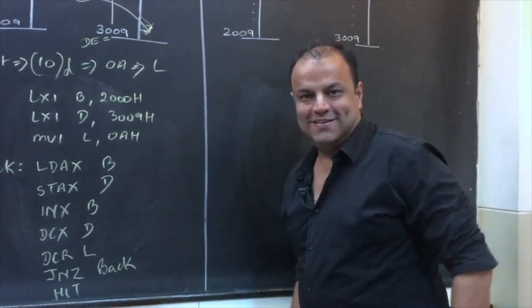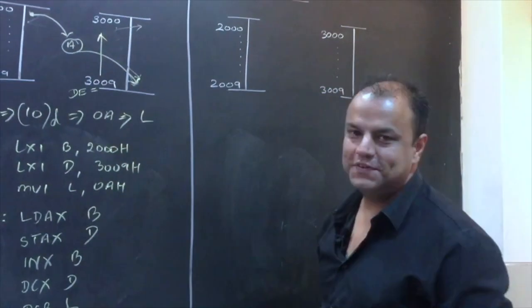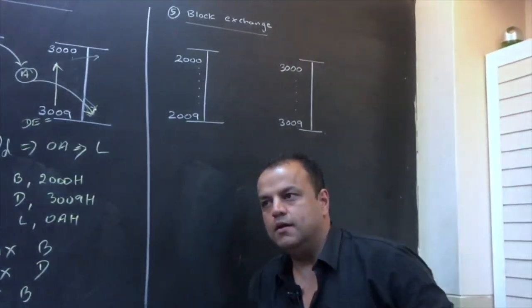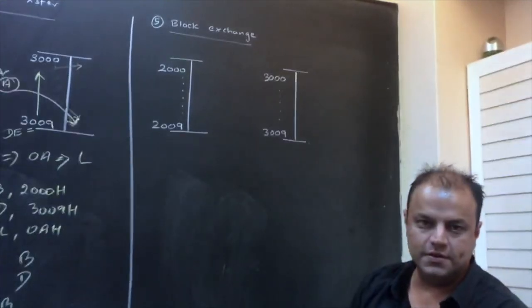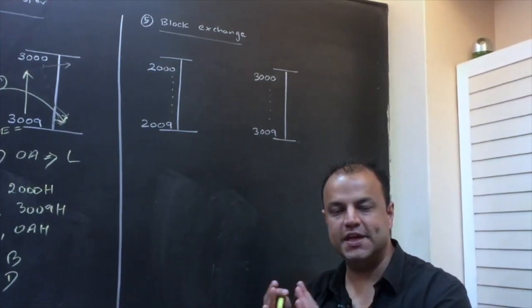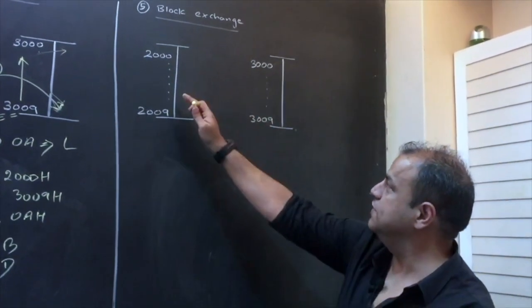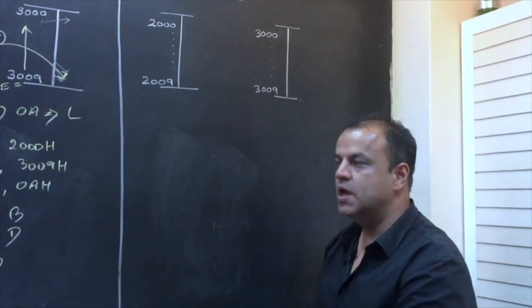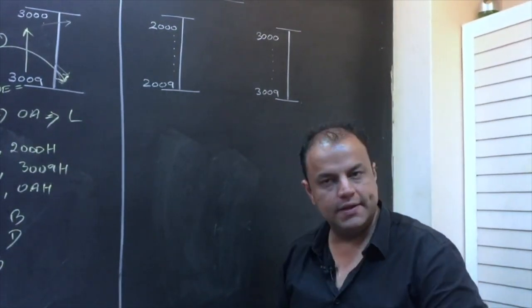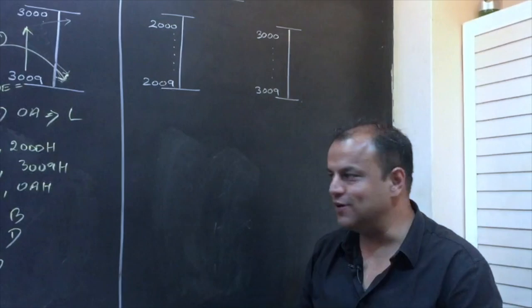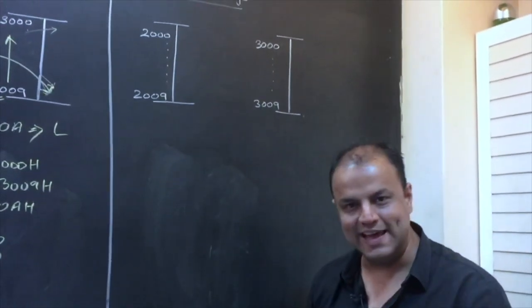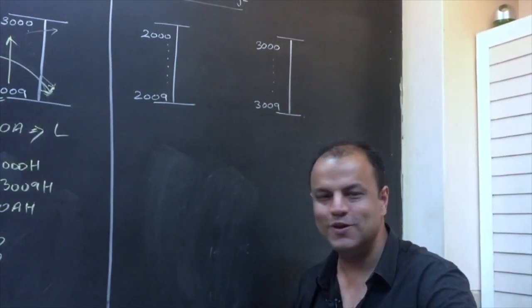Now, the next one. So this was direct block transfer, this is inverted block transfer. Last one, block exchange. Exchange two blocks of data. So this data should come here, this data should come here. Students find this program very tough. Now, it's not tough at all, it's as easy as, you can see the space I've left, maybe 1 or 2 instructions more, that's it.